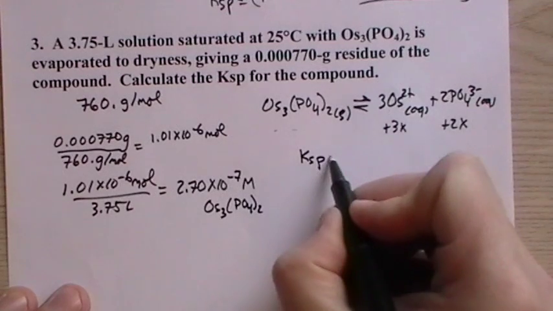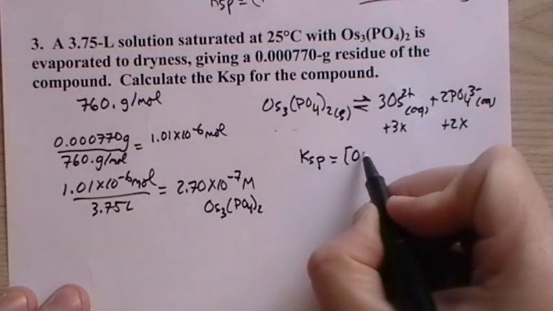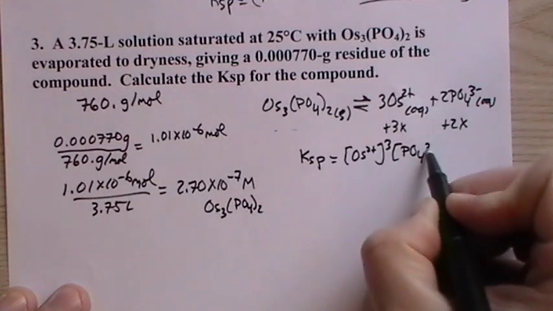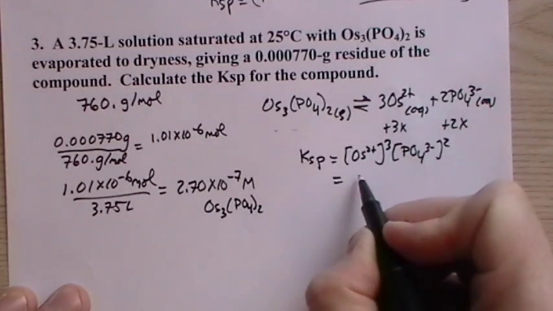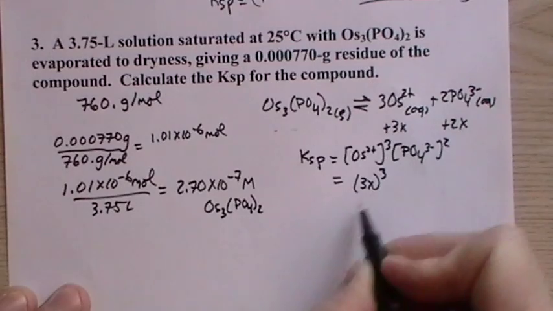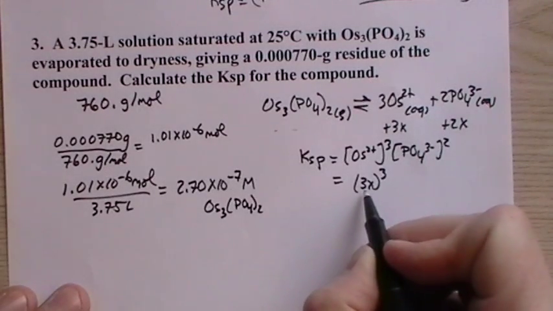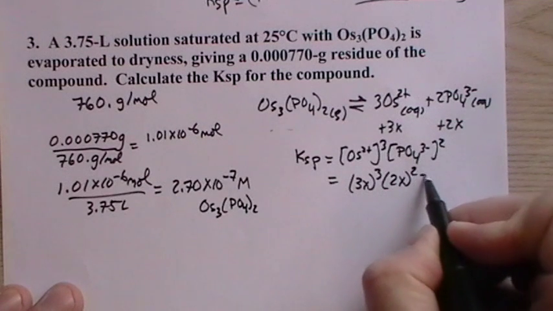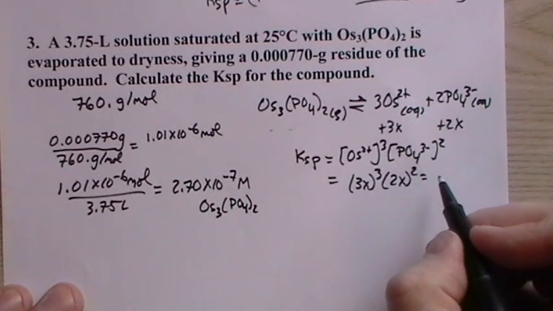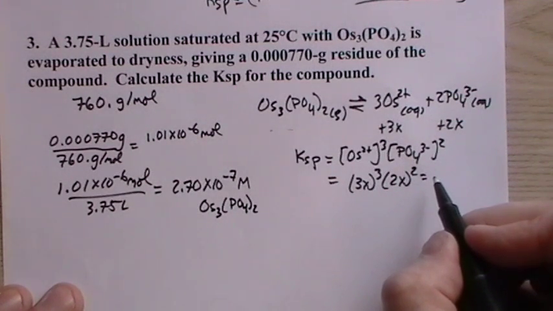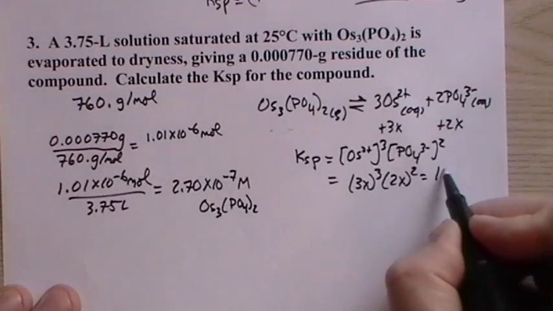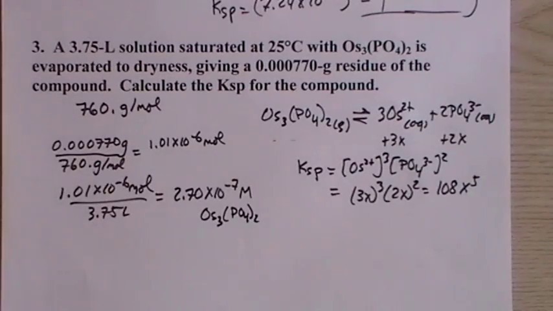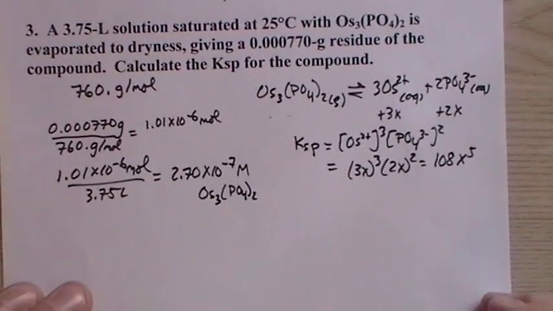So our Ksp expression is Os 2 plus cubed times phosphate squared, or 3X cubed. Make sure you put the 3 in both times: 3 for the concentration and 3 for the exponent. 2X squared, and this comes up to be, where did I put that? This is 108 x to the 5th. So we have to determine what x is.